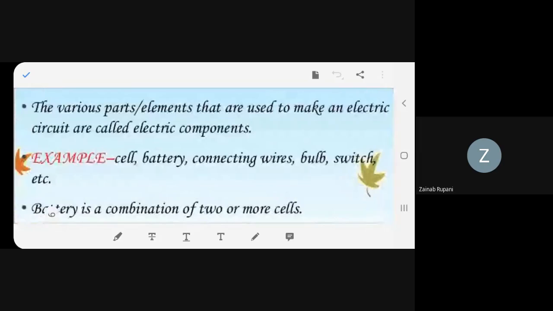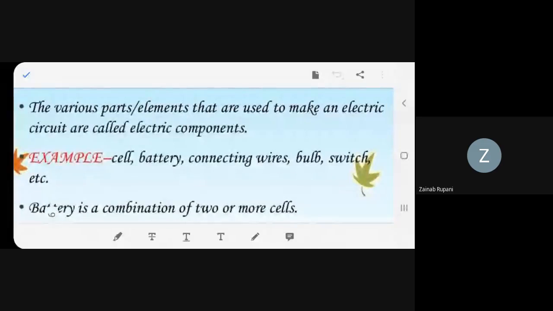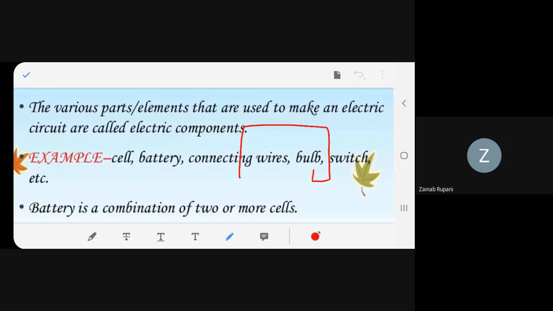Now, in the electric circuit, what I showed you just now, this is the wire, yes or no? Yes. This is the bulb, yes? Then this is the cell, and this is the key. So this is the wire, this is the bulb, this is the cell, and this is the key. So these are the components which make the electric circuit.